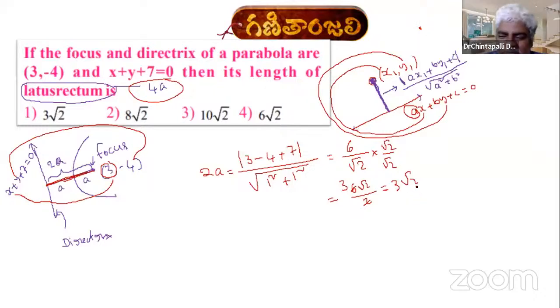It is not completed. But some students see 3 root 2 and put option 1. Yes, sir. Is option 1 correct or not? If you hadn't said it was the wrong option, then I would have gone with it. I told you one proverb in the class.